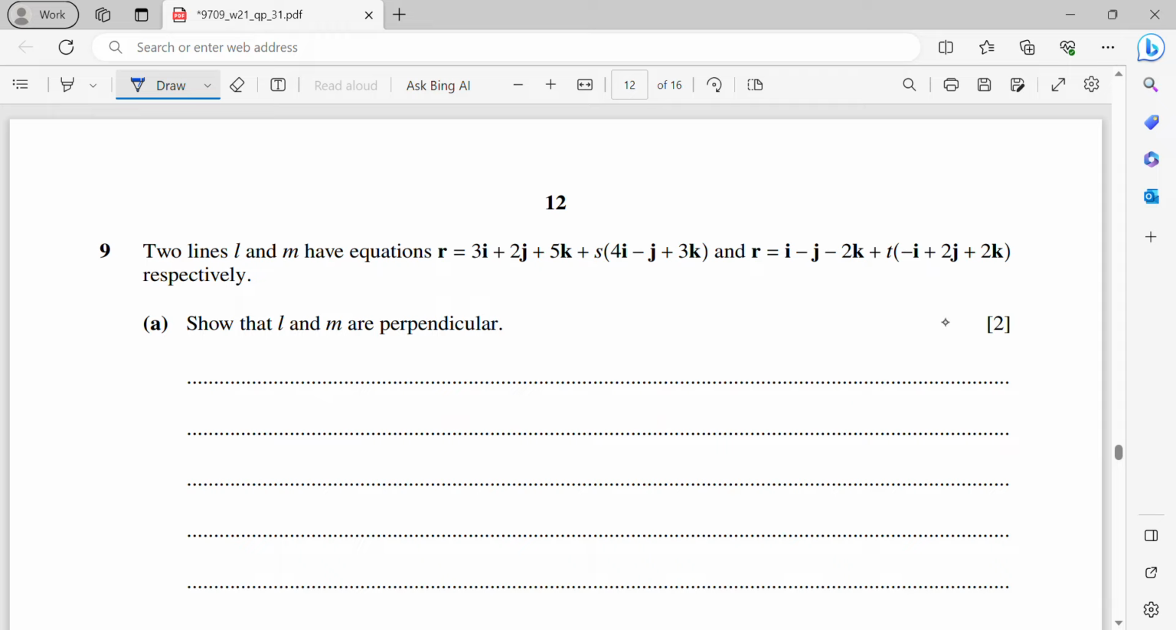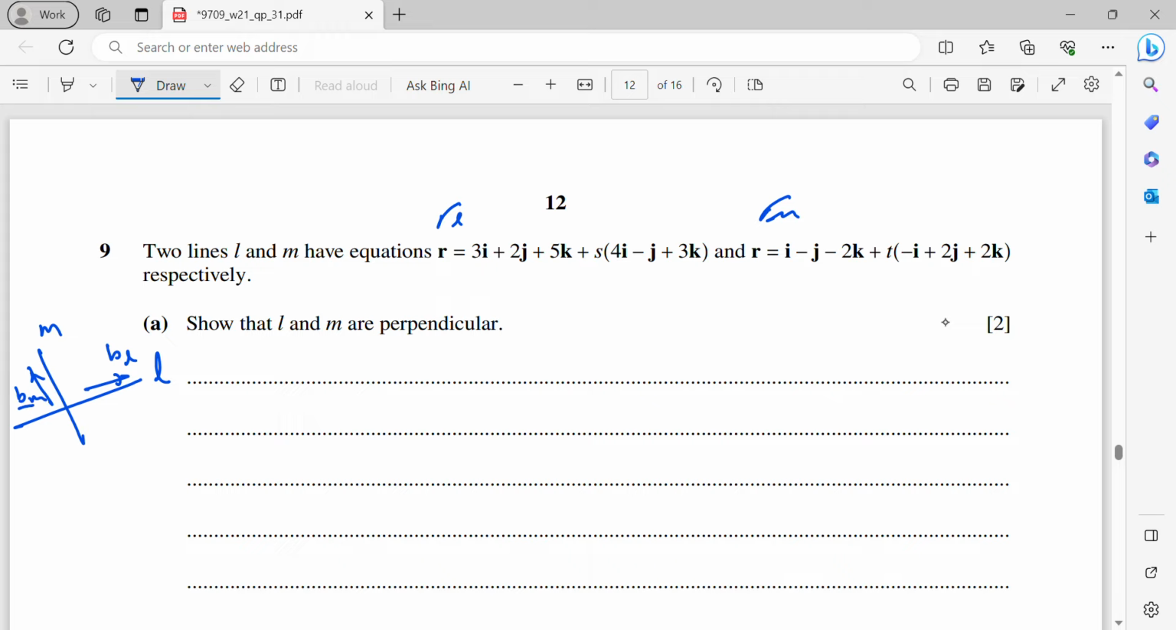Okay, question number 9. Two lines L and M have equations. The first one is rL, and the second is rM. Now, show that L and M are perpendicular. To show L and M are perpendicular, let's say this is L, this is M. That means you have to show the bL is perpendicular to bM.